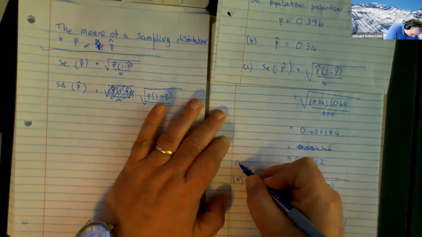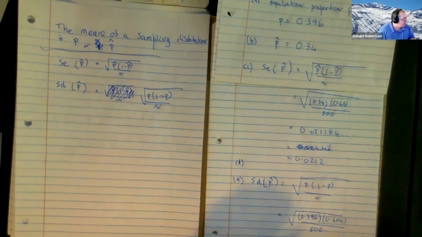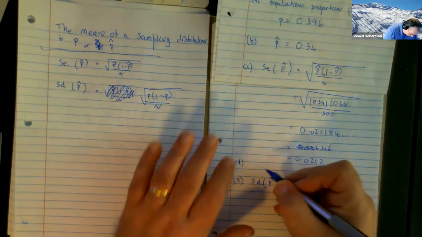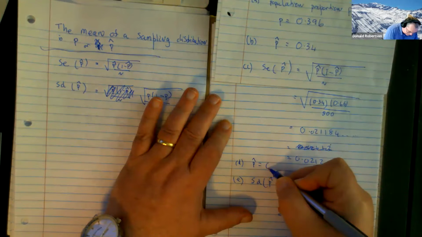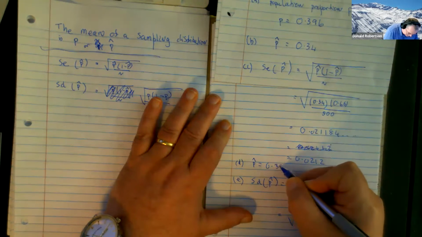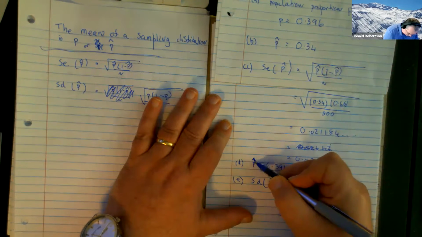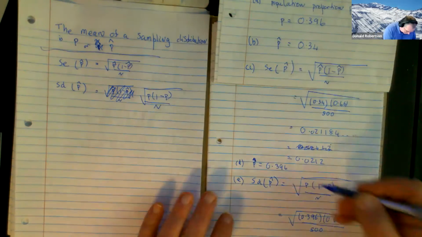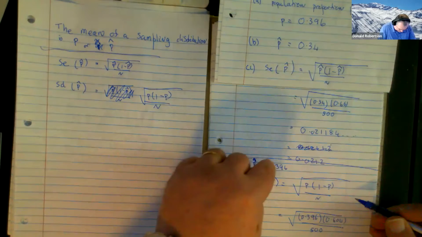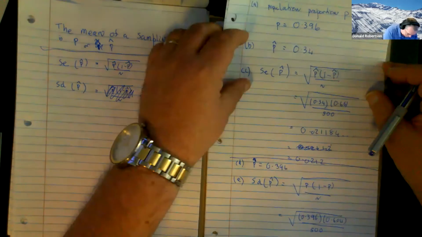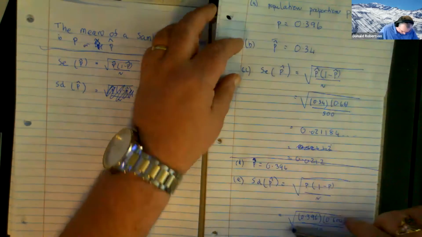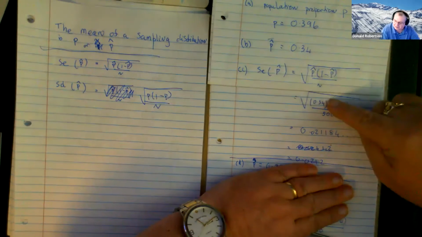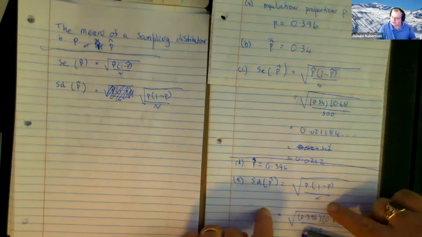And you're right, I did miss D. And D is asking us for the mean of the sampling distribution. And the mean of that guy is 0.396. That guy. So P goes with P. P hat. Now it makes sense, doesn't it? P hat goes with P hat. P goes with P. Right.